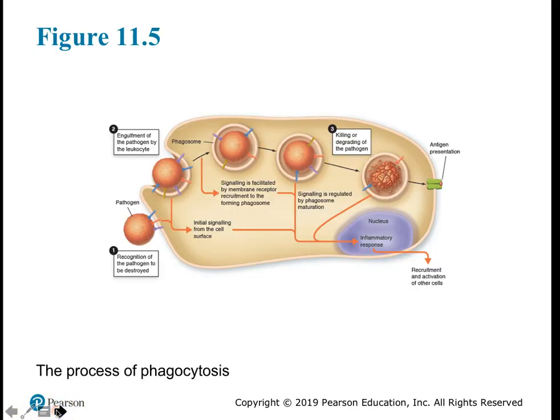This is a picture of it. So this is showing you the receptors that the phagocytic neutrophil is displaying that would then allow for the shape change, the engulfment of the pathogen, and eventual destruction.